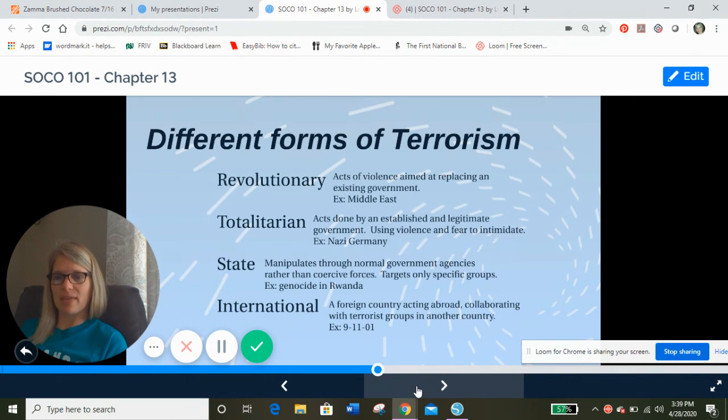Think about Japanese internment camps during World War II. Think about some of the government coups that our country has been involved in. And the last is international terrorism. This is what we think of when we think of 9/11 and those acts committed during that time. It's when a foreign country acts abroad, collaborating with terrorist groups in another country.